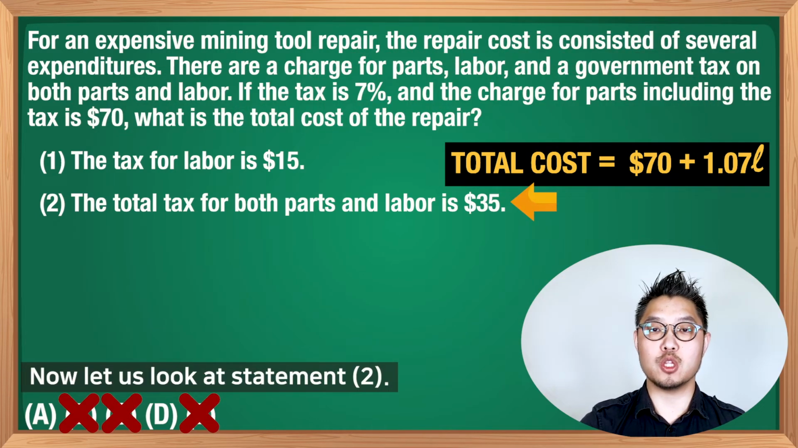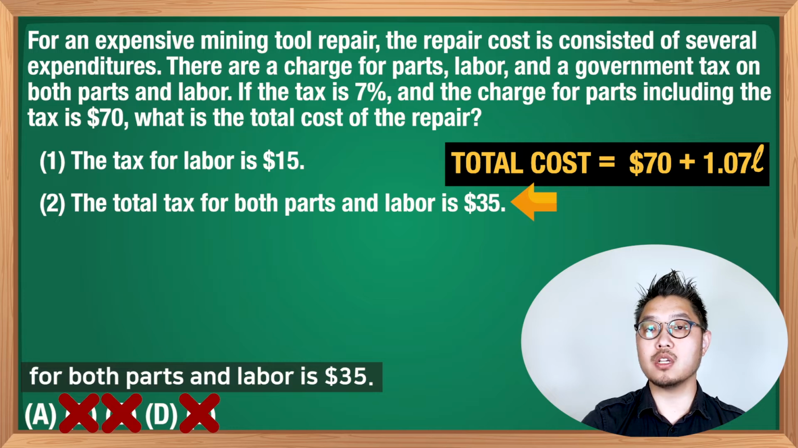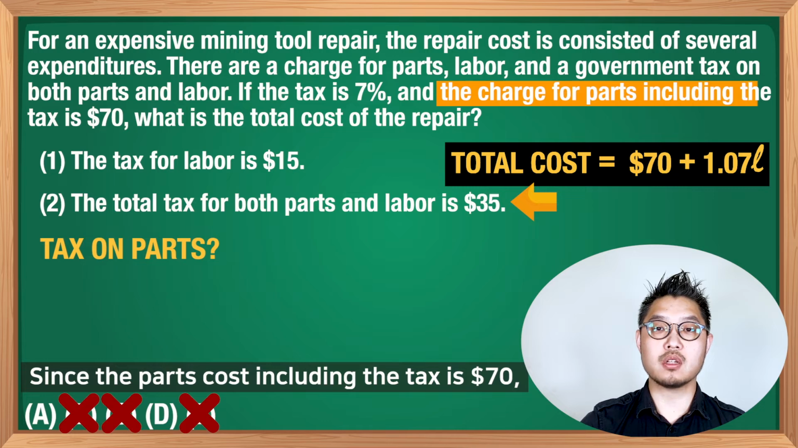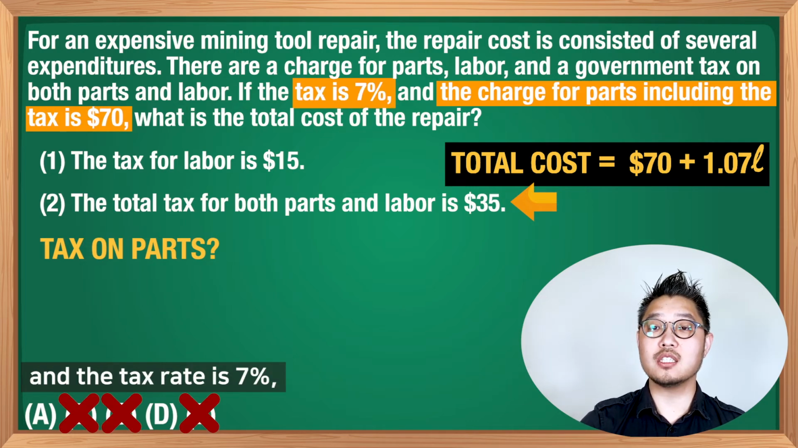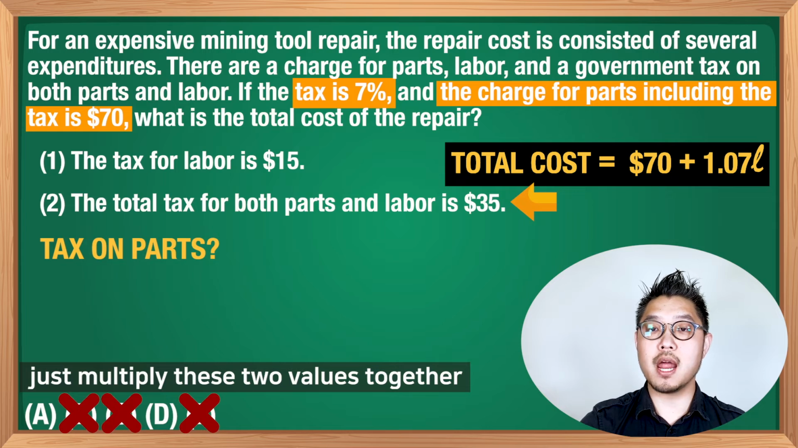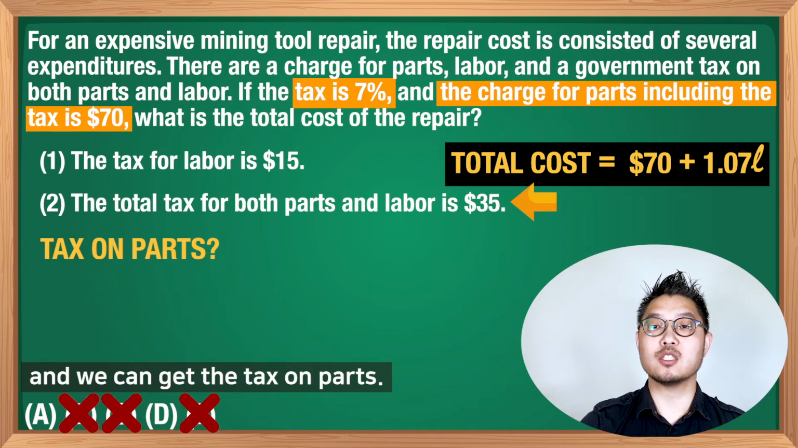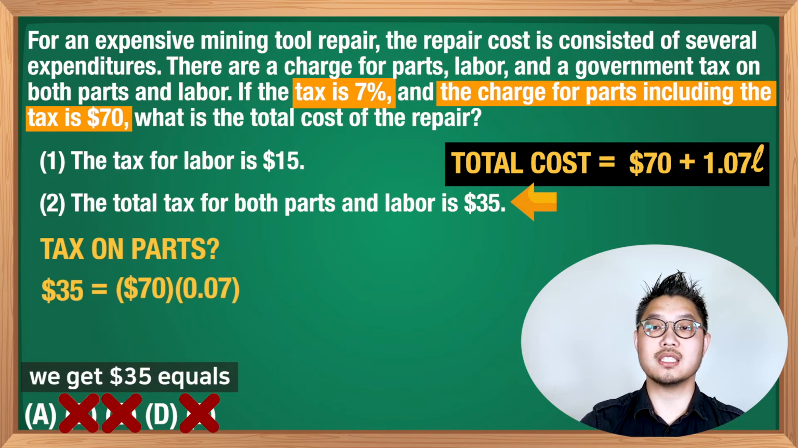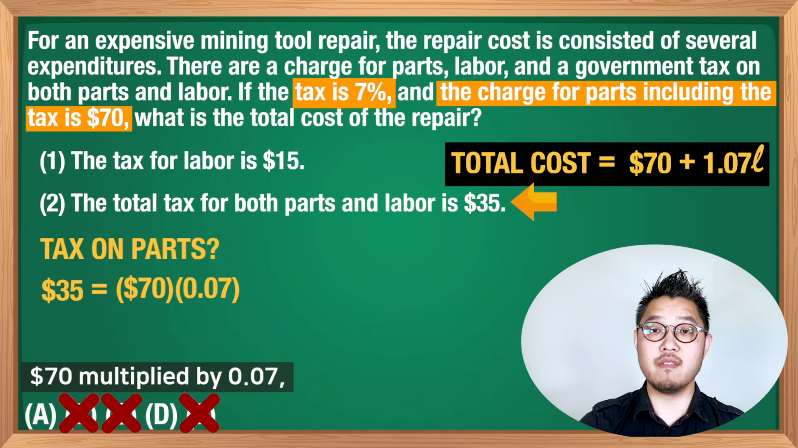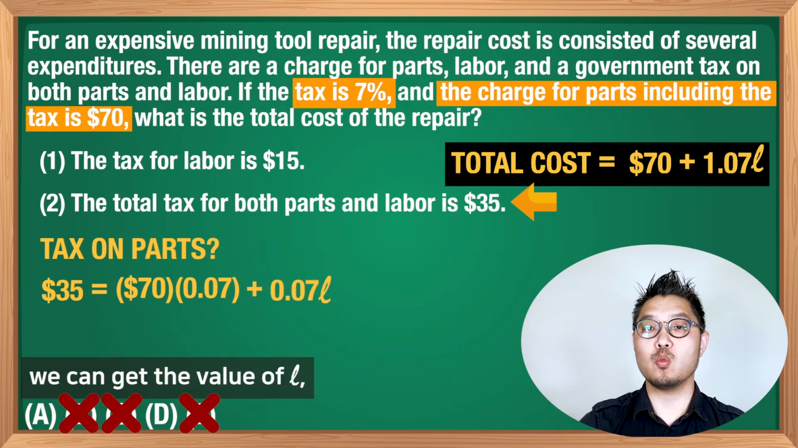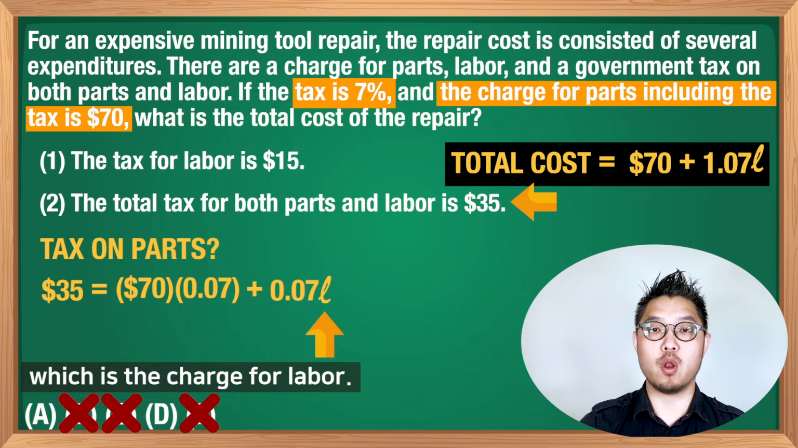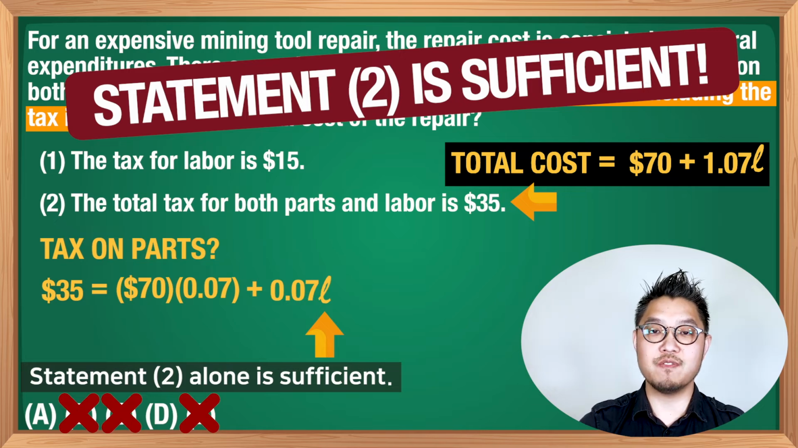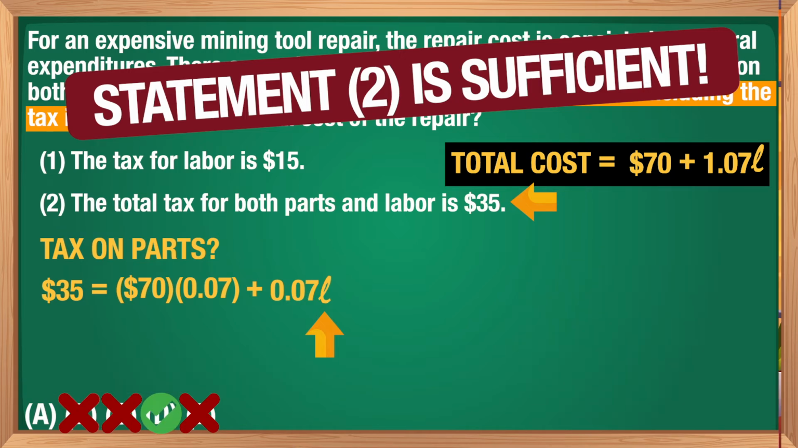Now let us look at statement 2. We are given that the total tax for both parts and labor is $35. How do we get the value for tax on parts? Since the parts cost including the tax is $70 and the tax rate is 7%, just multiply these two values together and we can get the tax on parts. Translating this into a math equation, we get $35 equals $70 multiplied by 0.07 plus 0.07L. Again, we can get the value of L, which is the charge for labor. Then we can get the total repair cost with this L value. Statement 2 alone is sufficient. Therefore, D is the final answer.